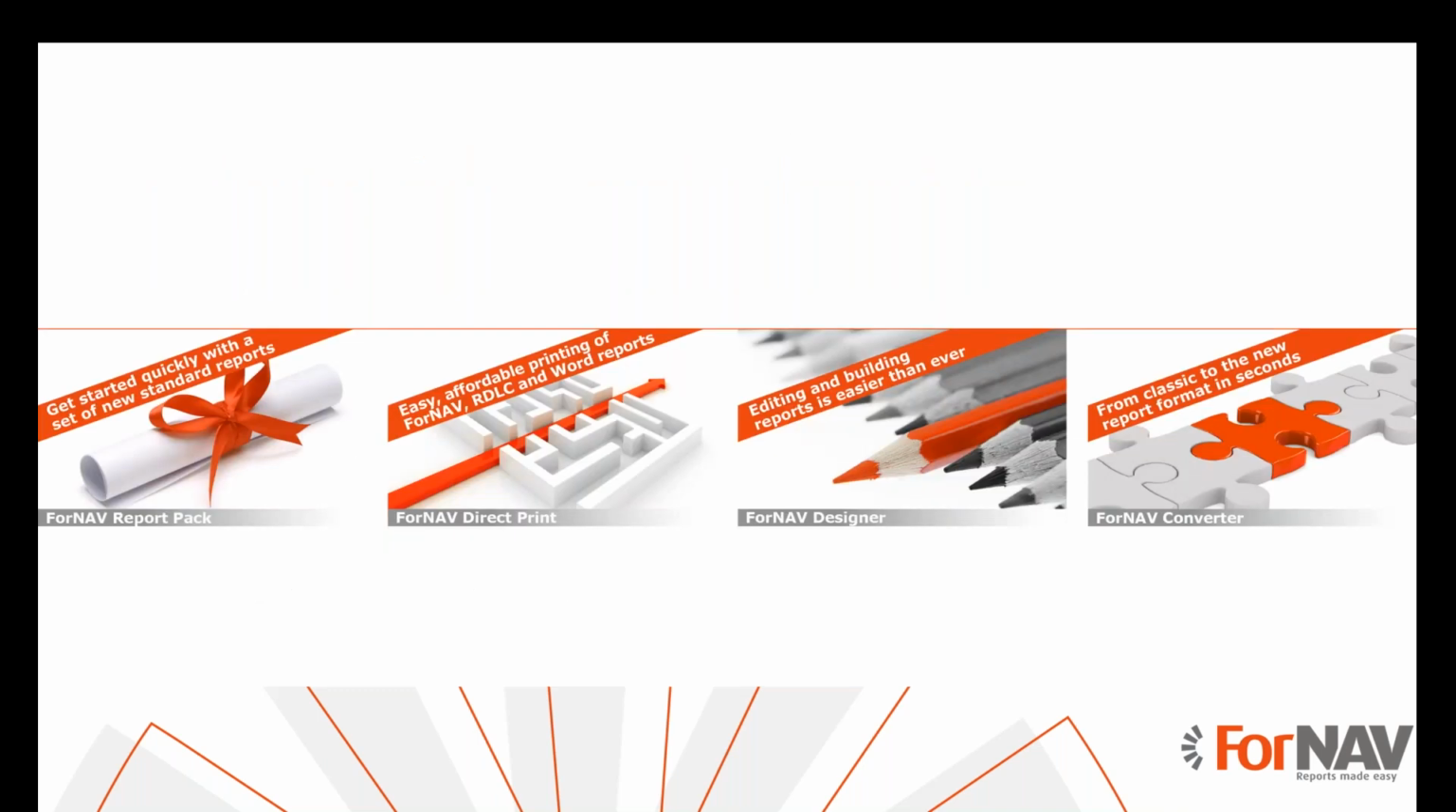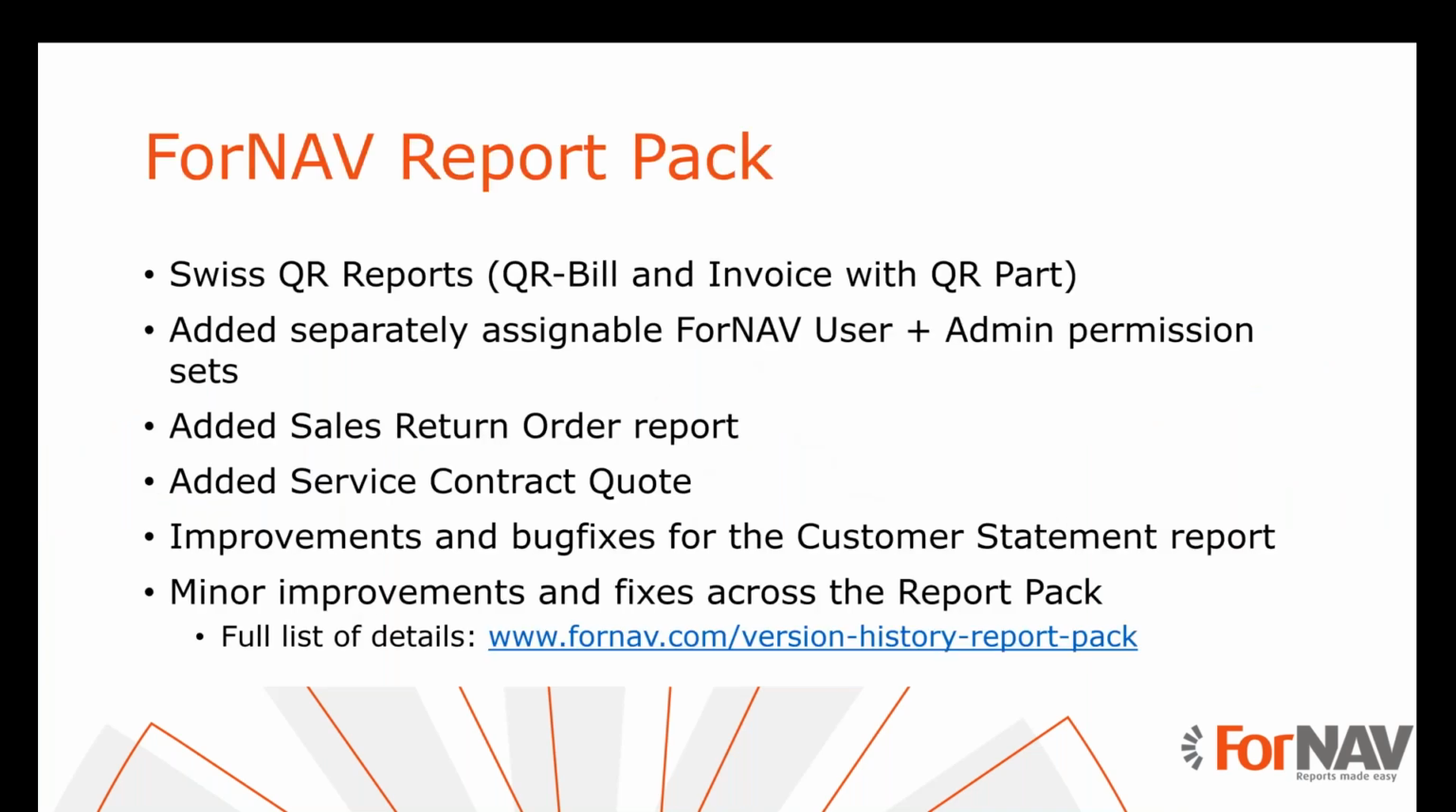You might also have noticed that we now have a fourth pillar in our story. We of course have the report pack, which used to be the standard report, but is now again aligned with the cloud version, so it's the ForNAV report pack. We have the ForNAV designer, we have the ForNAV converter, and now we also have ForNAV direct print as one of our pillars. But let's start with a look at what happened in the ForNAV report pack with 6.2. So Renee, the floor is yours.